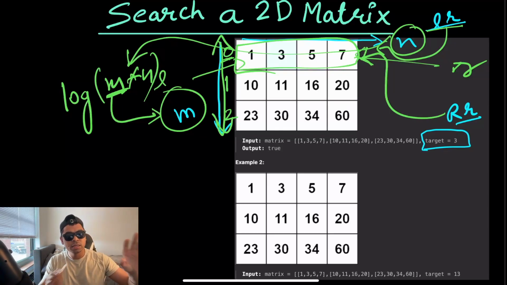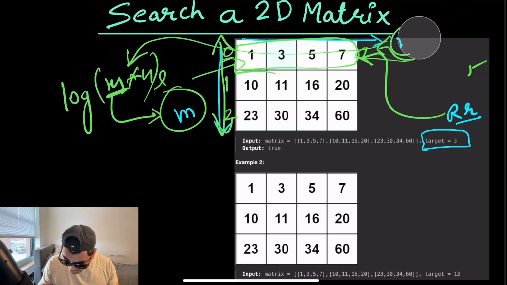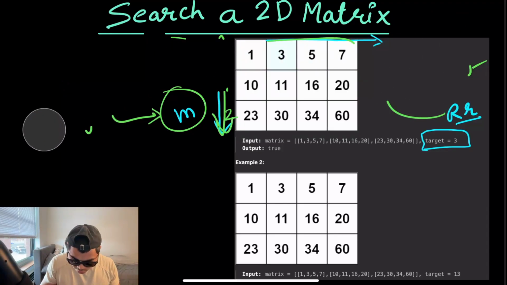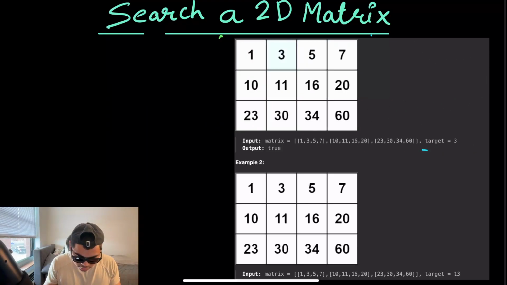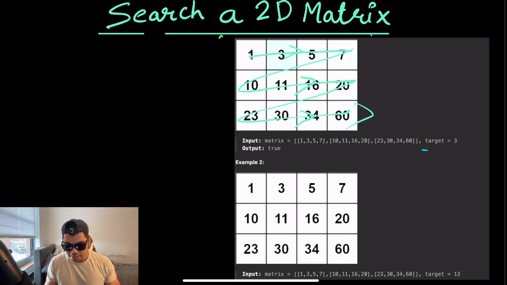matrix, because every row is sorted, and basically all the elements are kind of sorted if you go in this zigzag motion here. So basically this is what I'm talking about. So they're all sorted in this way.